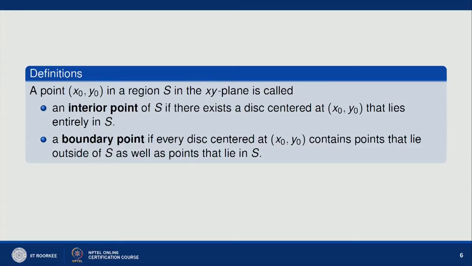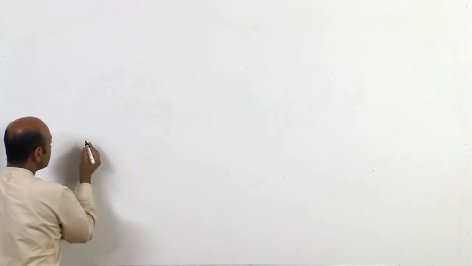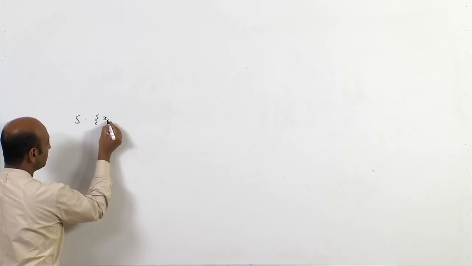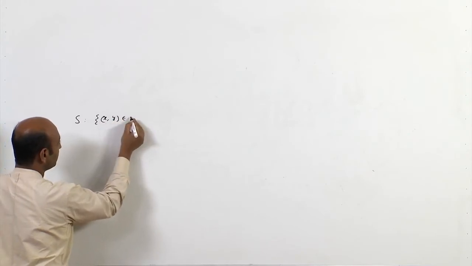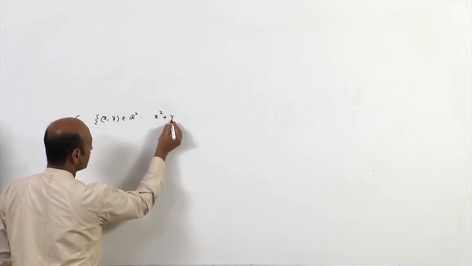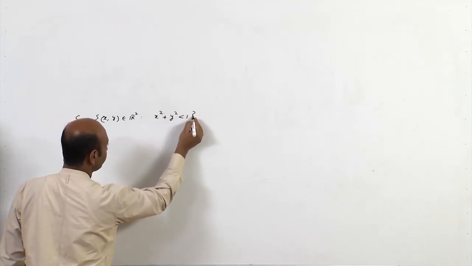A point x naught y naught in the region S in the xy plane is called an interior point of S if there exists a disk centered at x naught y naught that lies entirely in S. Now, what does it mean? Let us discuss by an example. Consider this region S, all those x y in R2 such that x square plus y square is less than 1.